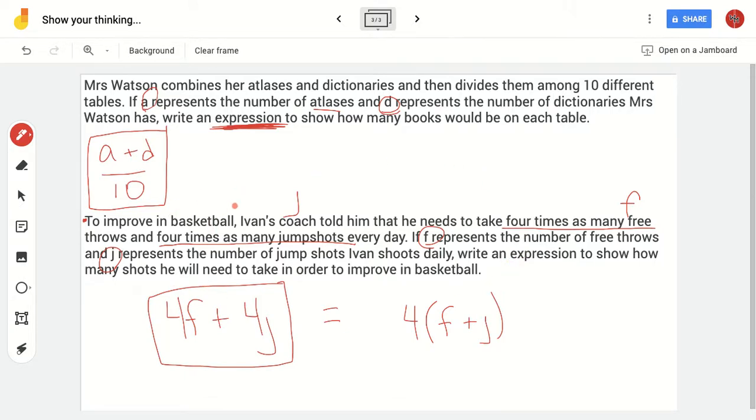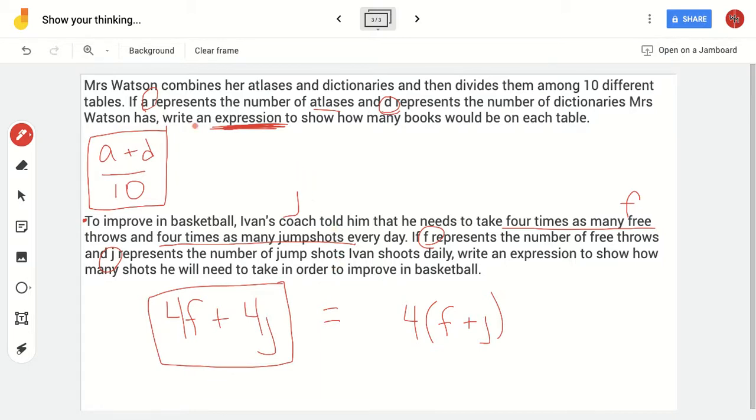So when you're working today, please be thinking about why you want to be good at this. Maybe you don't have any care in the world about basketball or about atlases and dictionaries, and that's okay. But the skill of turning English into math is super important in math, and I would just want to make my math days in the future a little easier.